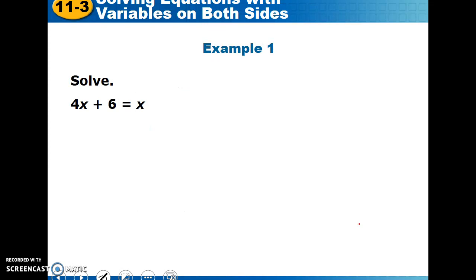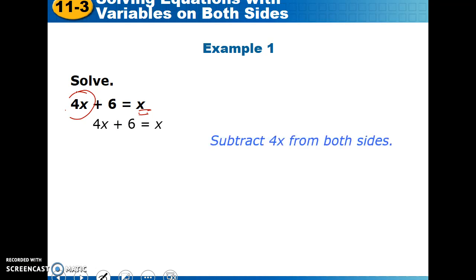Okay, so for our first example, I kind of started out simple. We have 4x plus 6 equaling x. So we need to get the x's all to one side. Since there's just an x over here, let's get rid of this 4x. So what is the opposite of a positive 4x? We're going to subtract 4x from both sides.